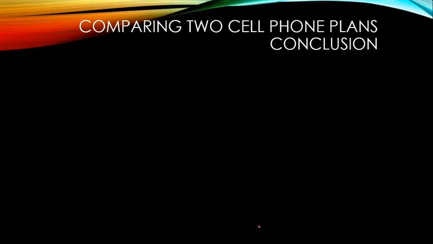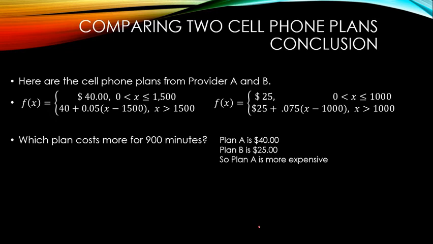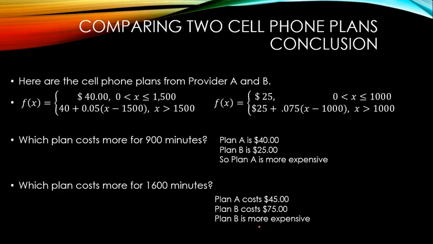Comparing two cell phone plans. Okay, so here were our cell phone plans for A and for B. Which plan costs more for 900 minutes? That's right. If plan A is $40 a month and plan B is 25, plan A is the more expensive. However, let's say you go over 1,600 minutes during your month. Which plan would cost more? Plan A would cost $45, but plan B would cost 75.